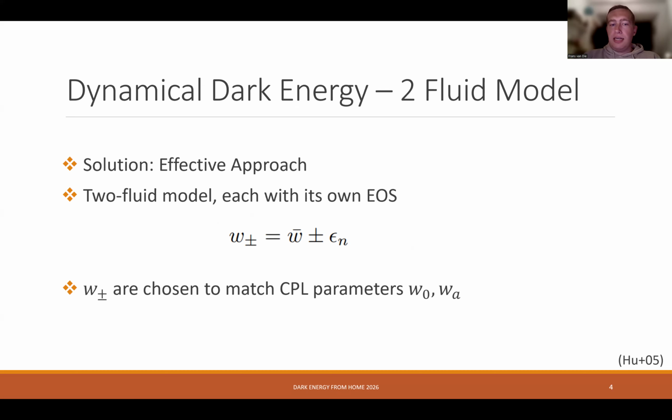Now, the most simple extension of these models is to use an effective approach, and instead of one fluid, you consider your dark energy model in a two-fluid manner, each with their own equation of state. So that's what we do. We build on this approach suggested by Wayne Hu et al. in 2005. So we have two dark energy fluids, a plus fluid and a minus fluid. The plus fluid has the higher equation of state, the minus fluid has the lowest equation of state, and both of these equations of state are constant in time. So instead of one fluid, we have two fluids with constant equations of state, and these are chosen to match the CPL parameters W0 and WA.